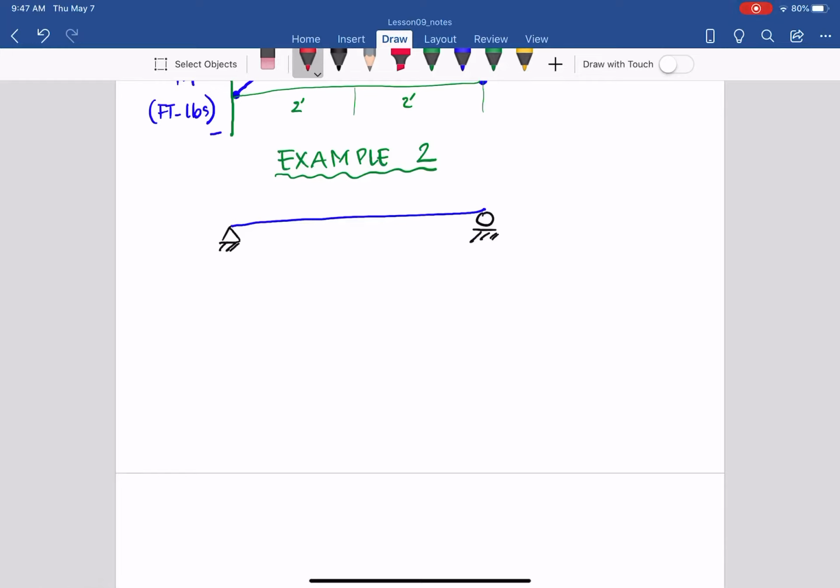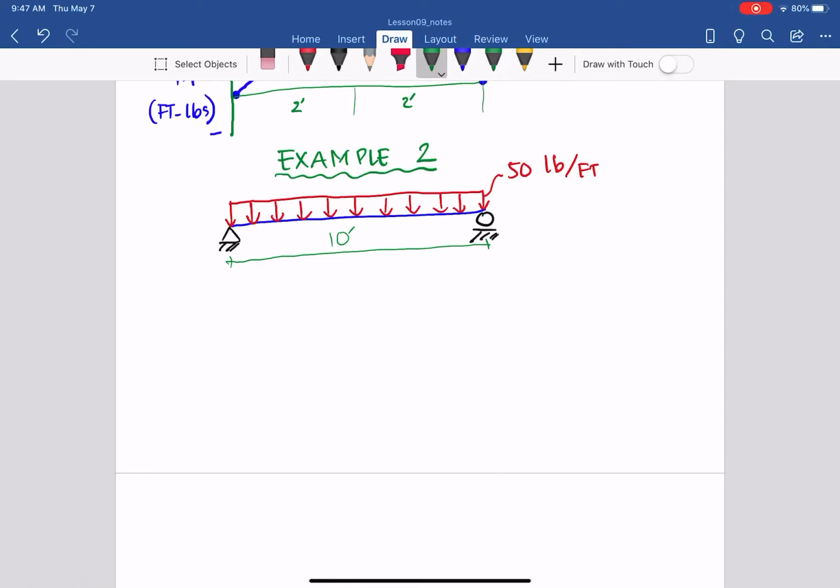Instead of the concentrated load in the first example, in this second example I assume a uniform distributed load throughout the beam, and assume that it's 50 pounds per foot, and the beam span is equal to 10 feet. And hopefully now you master it and can draw a little bit faster the shear and moment diagram.